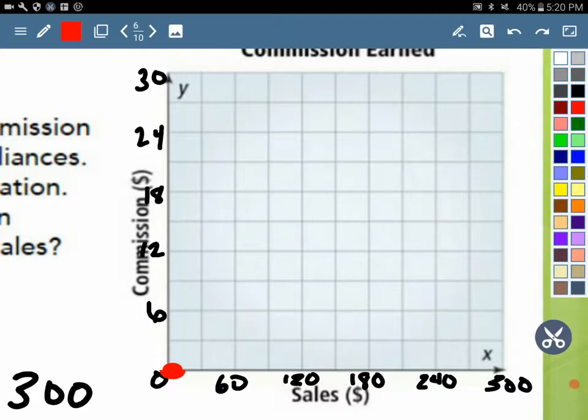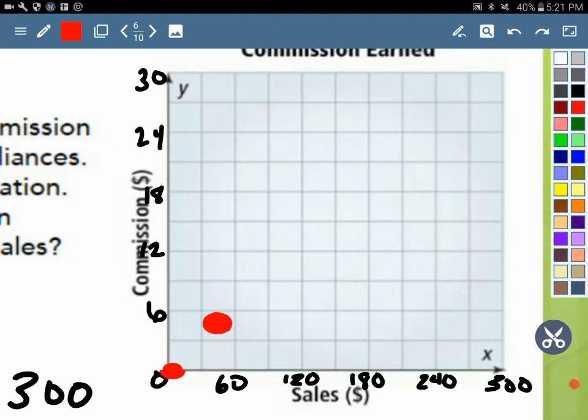I scaled my graph by 30s, so I kind of have to estimate where 50 is on the x-axis. It's not quite 60, it's a little bit below. So I'm going to put it between the first and second tick mark, a little bit closer to the second one. And then I'm going to go up to where I would do the same thing for 5. So I'm at 50 and then 5. I would say that's right about there.